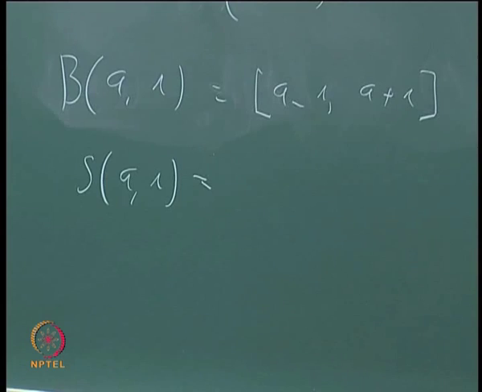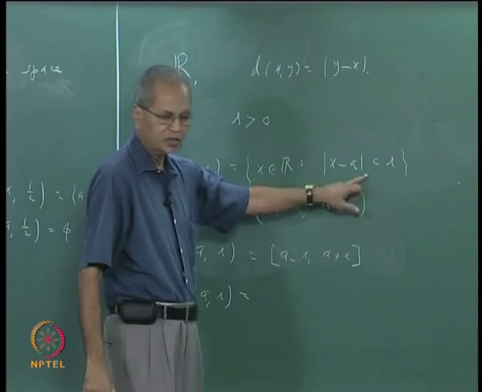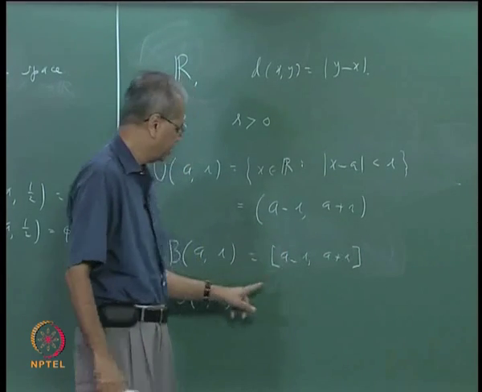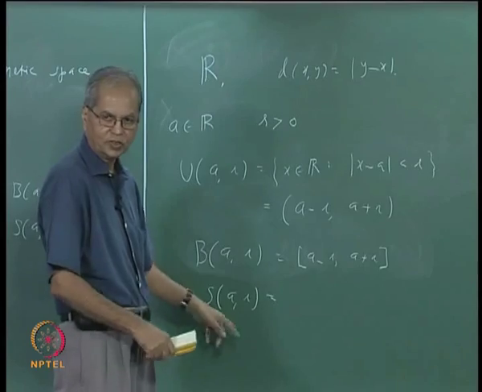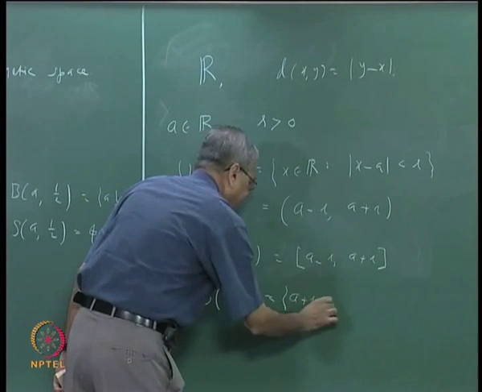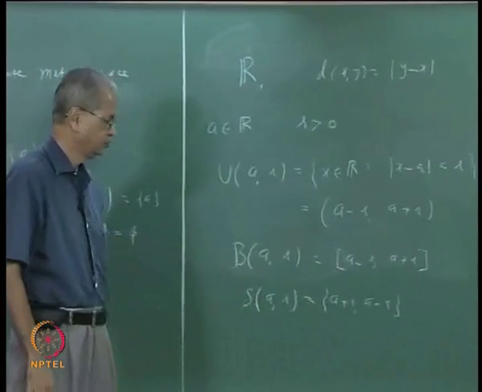Yes, it is only because you take only those points for which mod x minus A is equal to R. There are only two such points, namely A plus R and A minus R, so it is the set of just these 2 points, A plus R and A minus R.